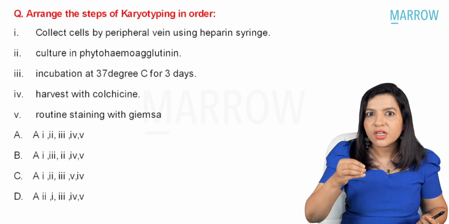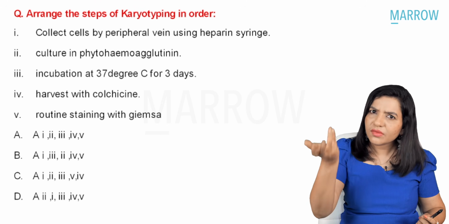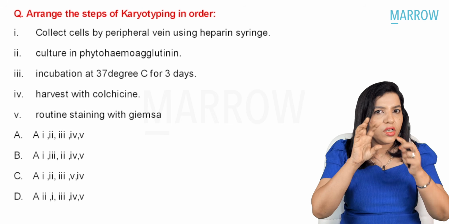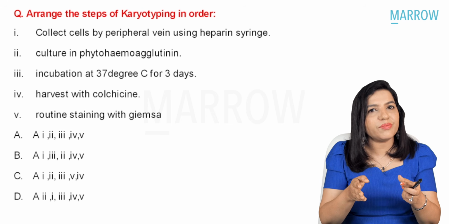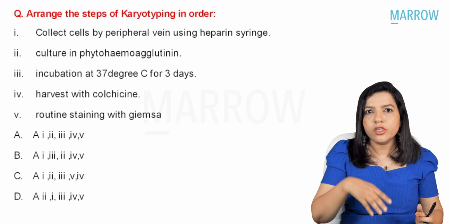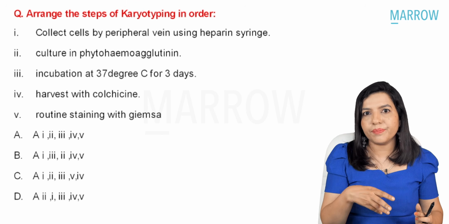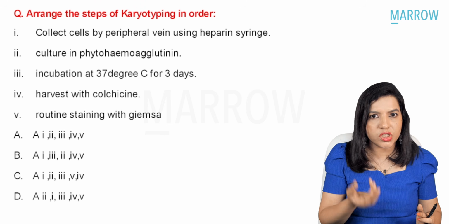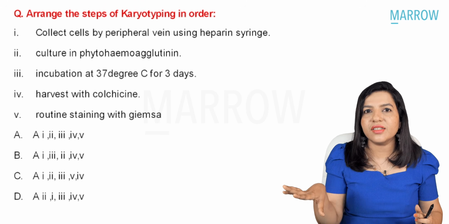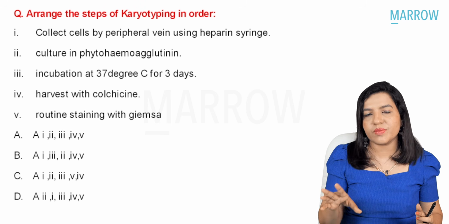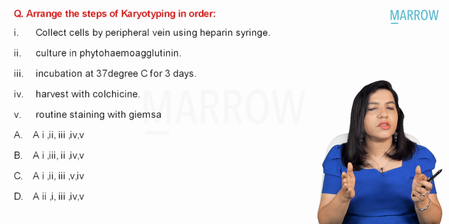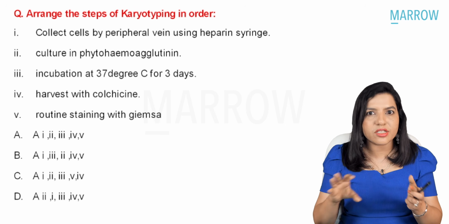To arrest it, what we add is colchicine. Then we study it, stain it, and study. The next procedure is staining. If we arrest at metaphase, we cannot see it, so if you want to see it, we have to stain it. Based on the banding technique that we are using, whether it's G banding, R banding or NOR banding, various techniques are there. The most commonly used is the Giemsa stain, the G banding technique, where we can see the chromosomes as dark and light bands.